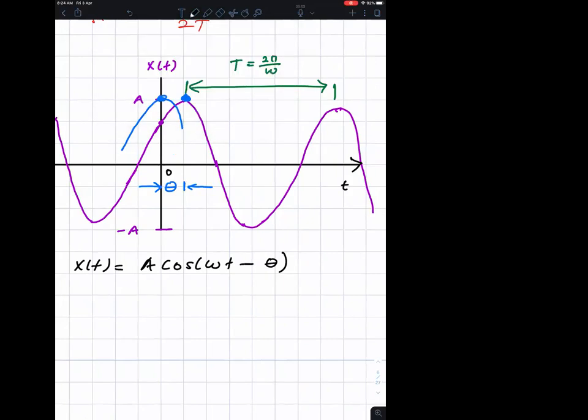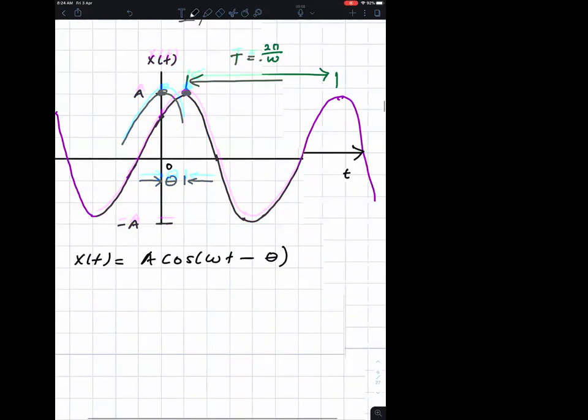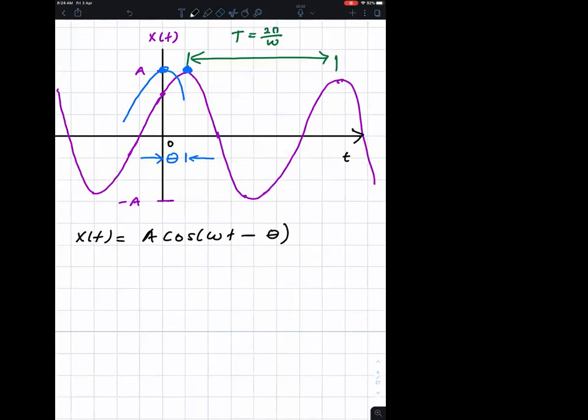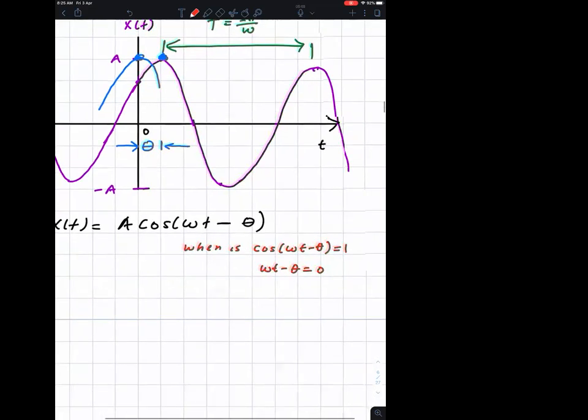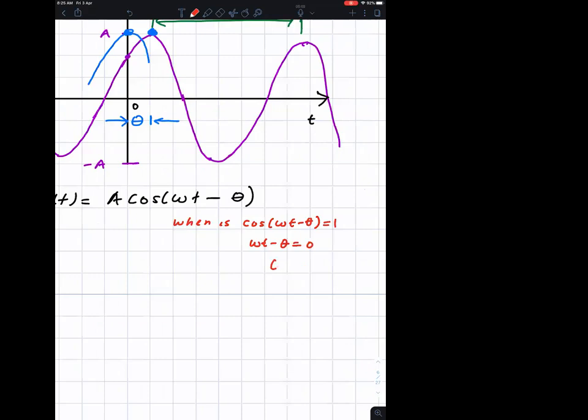Because of the way you look at it, when will cosine be 1? When cosine of omega t minus theta is equal to 1? When omega t minus theta is equal to 0, right? Yes. When omega t minus theta is 0, you get cosine of omega t minus theta equal to 1. In that case, if we solve for omega t, it is theta.